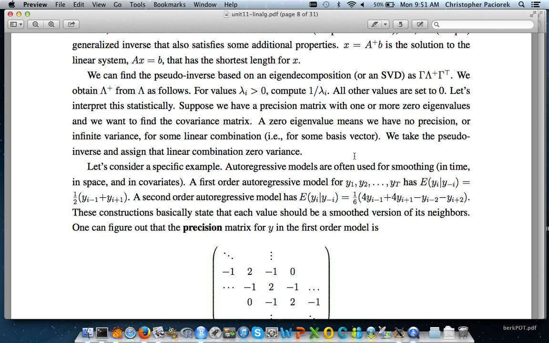And what my pseudo inverse recipe says is turn that variance into a zero. So instead of it being infinity, make it into a zero and say I have no variation for that eigenvector. So I'm basically zeroing out that column, even though originally I said I had infinite variation for that column.